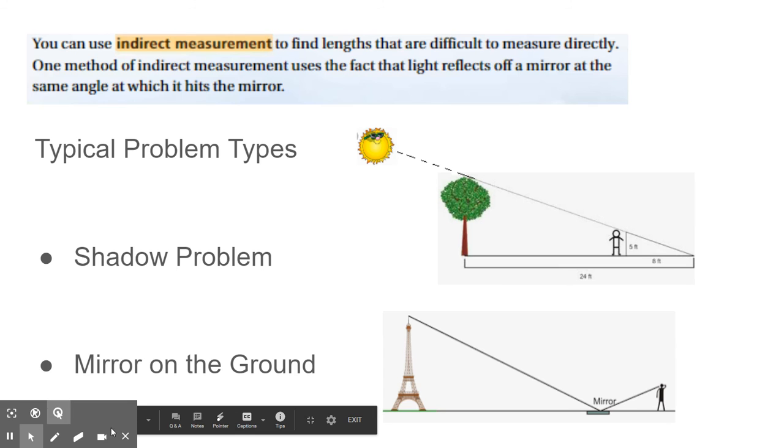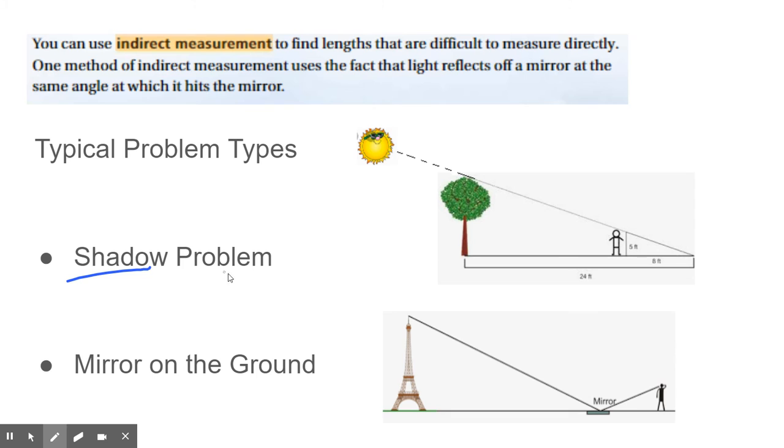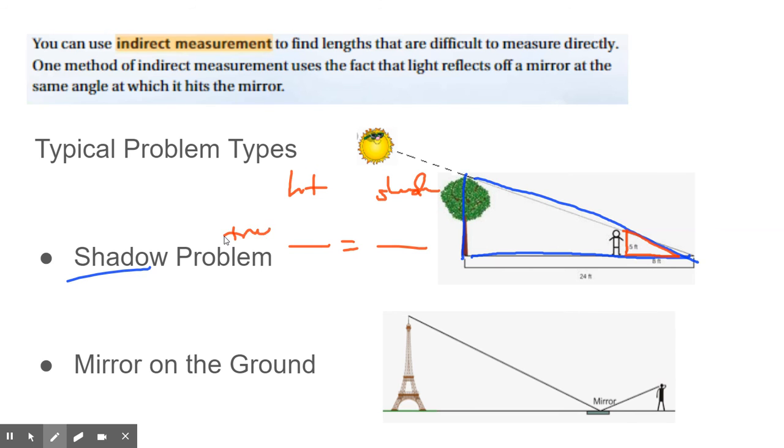A couple common problems with your similar triangles is the shadow problem. So remember, in this picture, I have a tree and its long shadow. And then I have a person and its long shadow. So remember, you just need to create a height ratio and a shadow ratio and be consistent. If you're going to put the tree on top, then you put the person on the bottom.